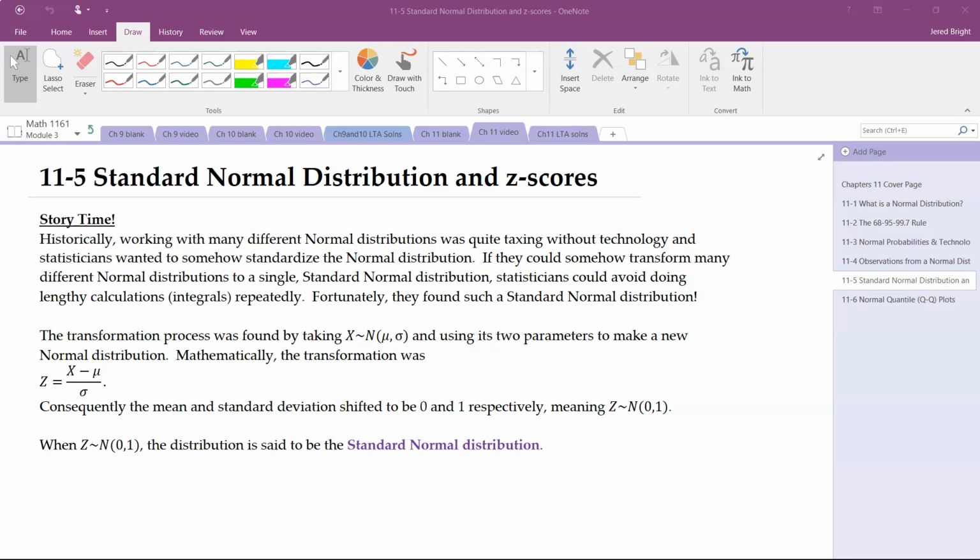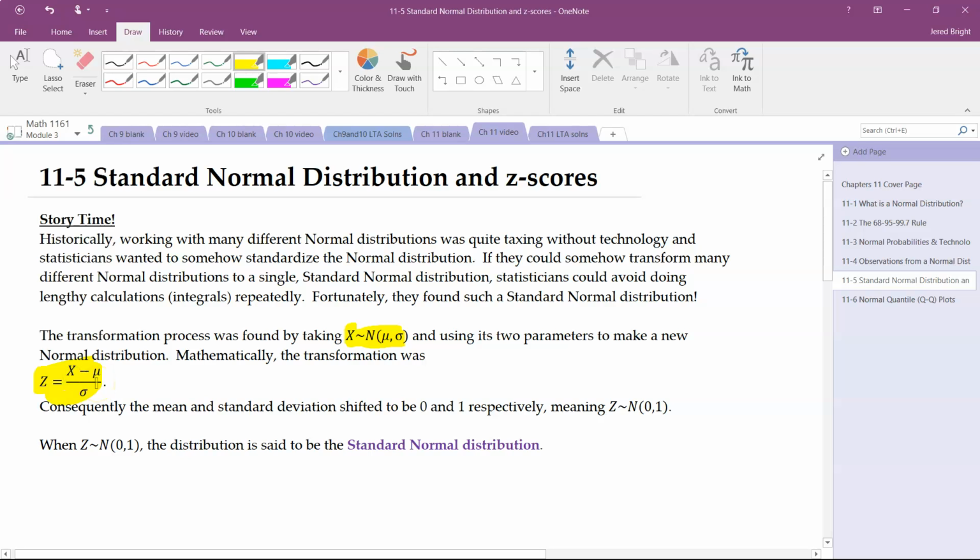So to save themselves time, what they wanted to do is try and standardize this process, or say, can we do this calculation once, and then whatever we're working with, can we just translate it into that one thing? And luckily, they found a way to do that. They said, okay, if we have some random variable that is normally distributed, it has its own mean and standard deviation, what we can do is make it into this new random variable just by subtracting the mean and dividing the whole thing by its standard deviation.